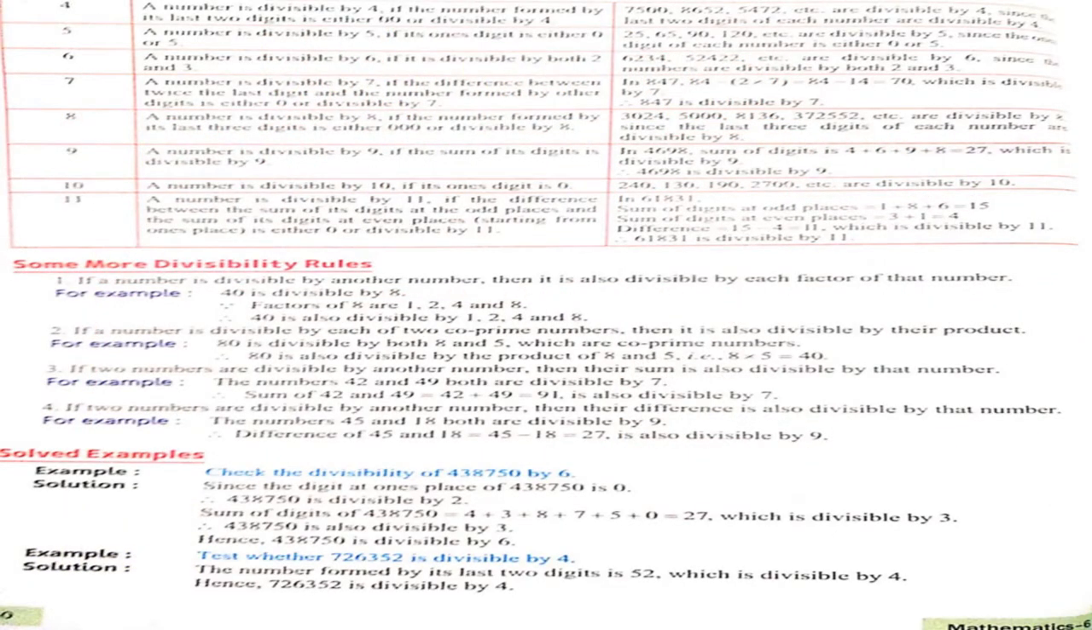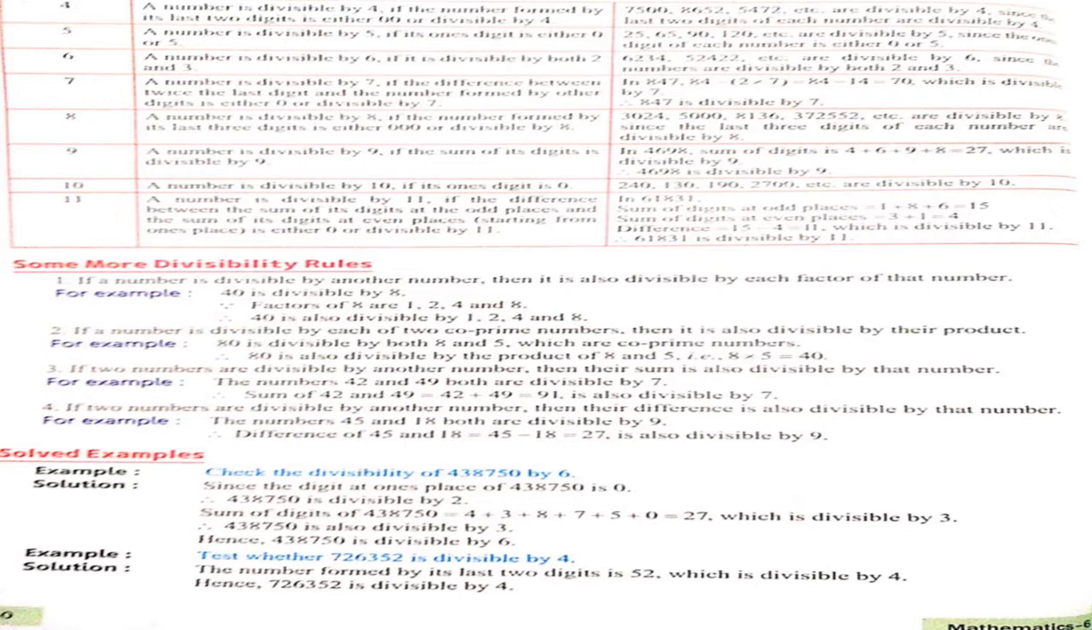Number 4. A number is divisible by 4 if the number formed by its last two digits is either 00 or divisible by 4. See the example 7500. In this number the last two digits are 00, so this number is divisible by 4. Now 5. A number is divisible by 5 if its ones digit is either 0 or 5. See the examples 25, 65, 90, 120. In these numbers the last digit, the ones place, has 5 or 0, so these are divisible by 5.